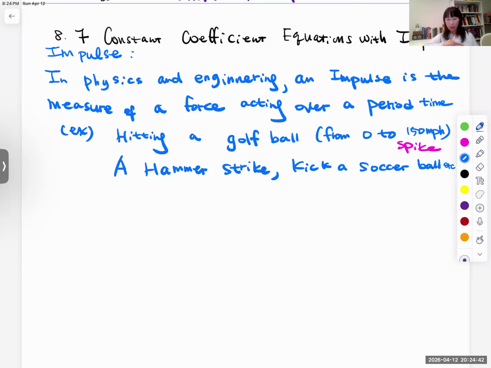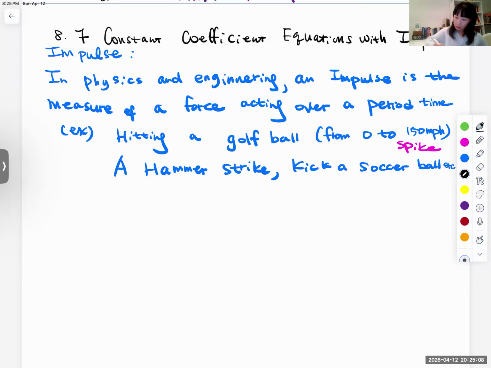For example, hitting a golf ball. You hit really hard at one moment, right? From 0 to 150 miles per hour, there's a spike. A hammer strike, or kicking a soccer ball, etc. Okay, now let's get started with the function.